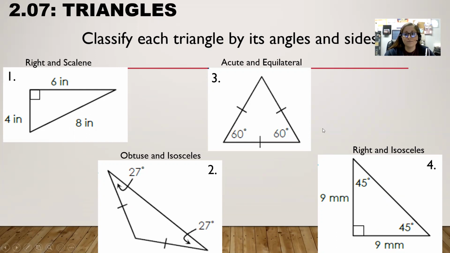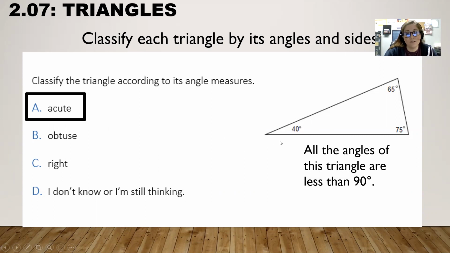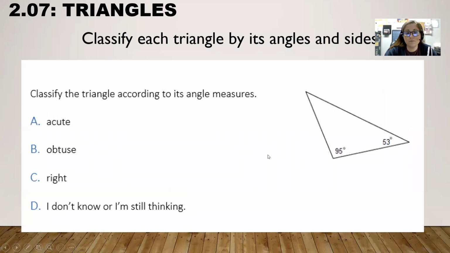All right. We're going to look at one more example. So if we wanted to classify this triangle by its angle measures, you can look at each one of these angles. We've got a 40-degree angle, a 65-degree angle, and a 75-degree angle, which means none of these angles are greater than 90 degrees. So we would say that the answer to this would be it is an acute triangle. All of the angles of this triangle are less than 90 degrees.